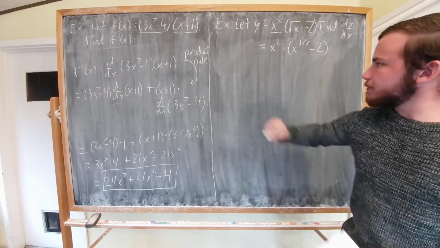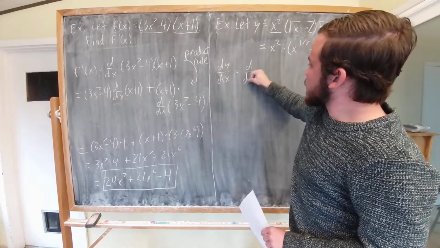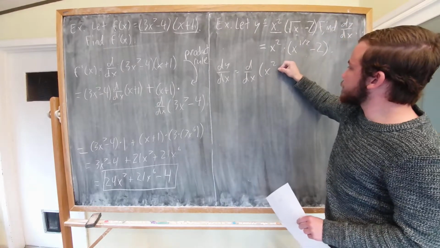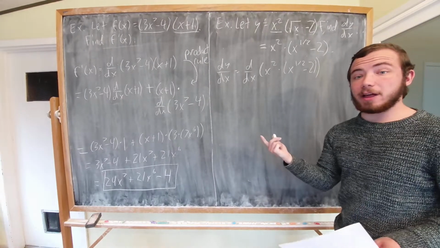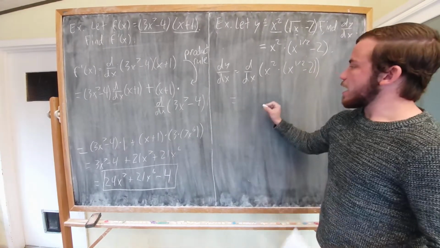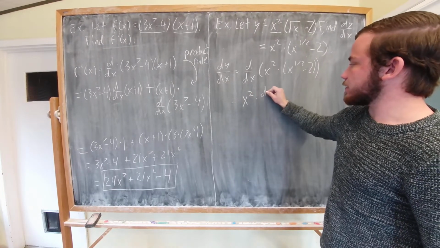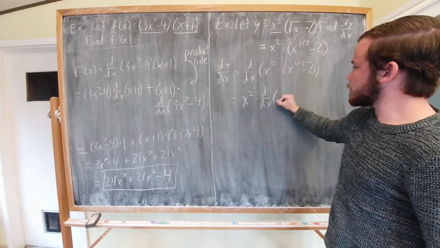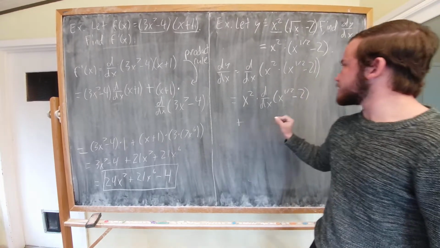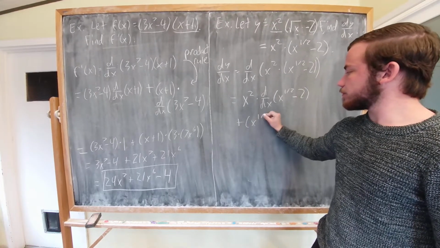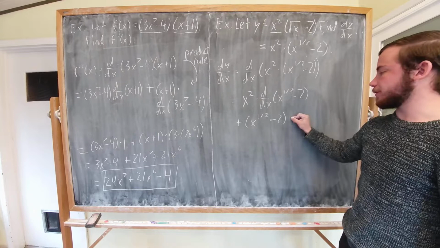Okay, to calculate this derivative, we first apply the product rule. And we see, okay, it's going to be the first times the derivative of the second plus the second times the derivative of the first.